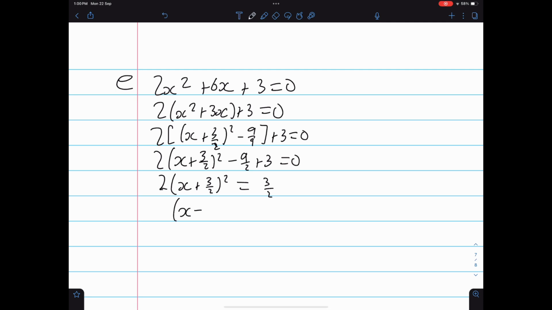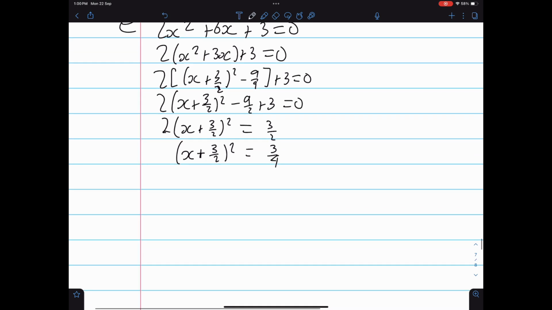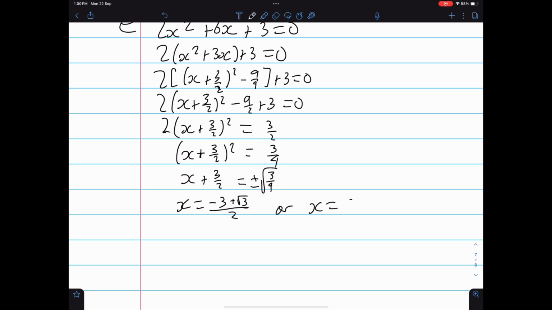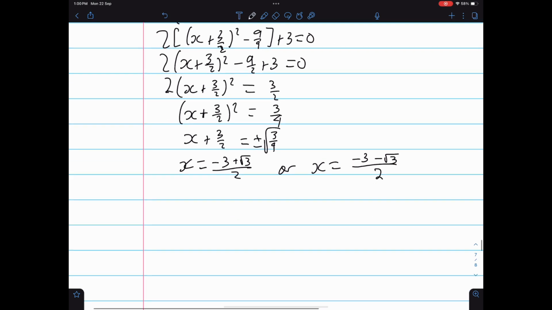Divide, take the square root, plus or minus, don't forget that. This means we'll get x equals minus 3 plus root 3, all divided by 2, or x will equal minus 3 minus root 3 over 2, because root 4 is equal to 2.